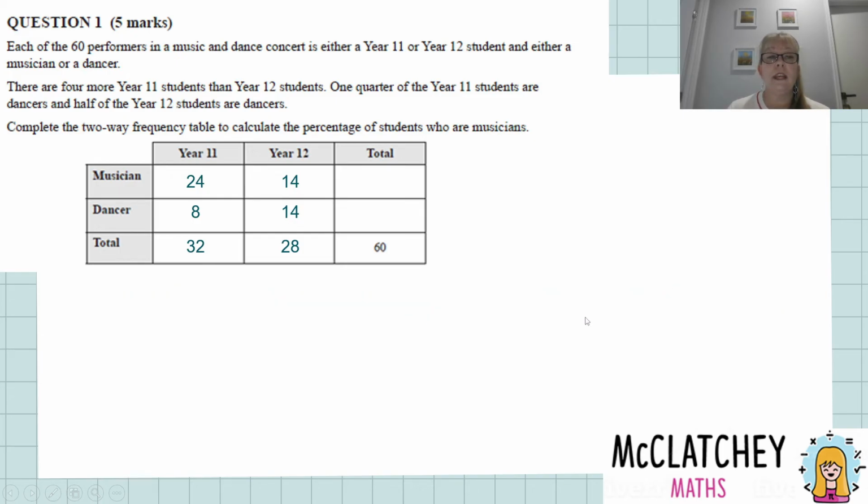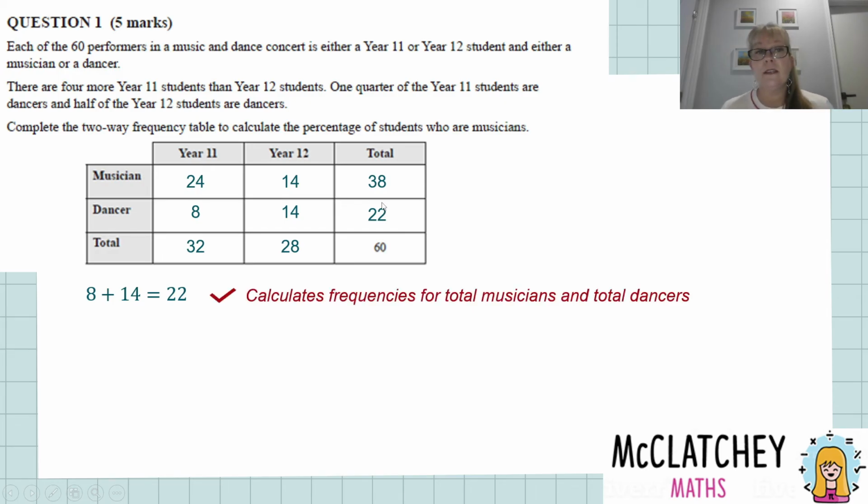And now it's time to work out those totals. So 24 plus 14 gives me 38. And 8 plus 14 gives me 22. So I should also check this vertically, make sure the two add up, they do. I'm going to get my 4th mark. So just being able to fill out this table was almost all of the marks, but there's still 1 mark to go. I've now got to calculate the percentage of students who are musicians.